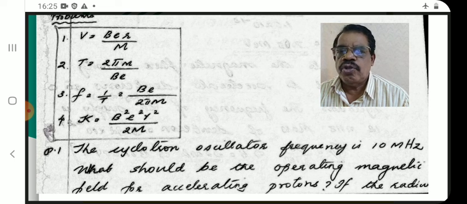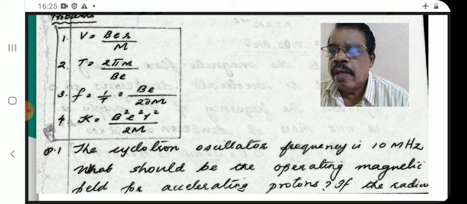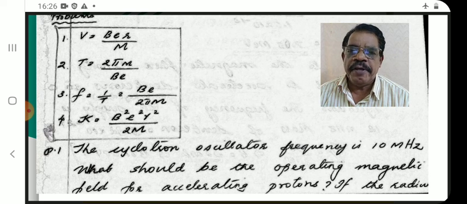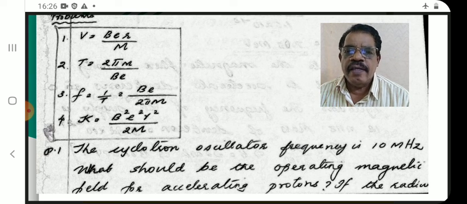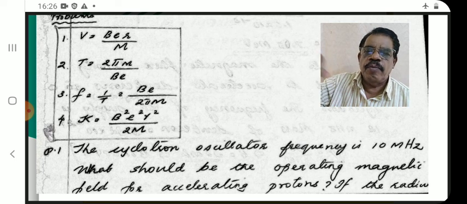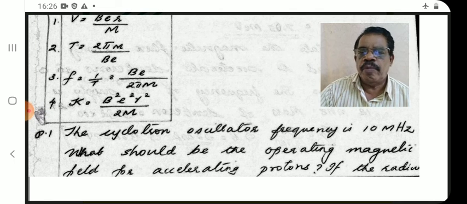The periodicity is T = 2πm/Be, and the frequency is 1/T, that is equal to Be/2πm. And the kinetic energy of the ion, the charged particle, in a cyclotron is B²e²r²/2m. These are the important equations you have to remember when we do the following problems.